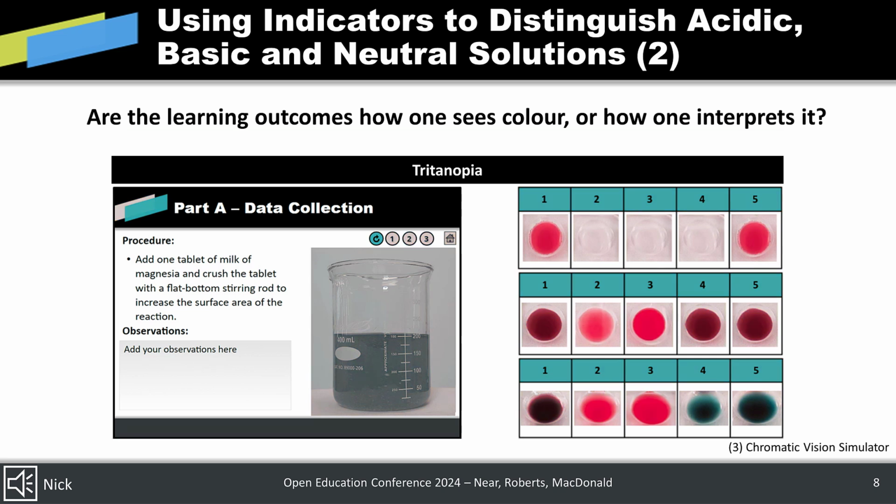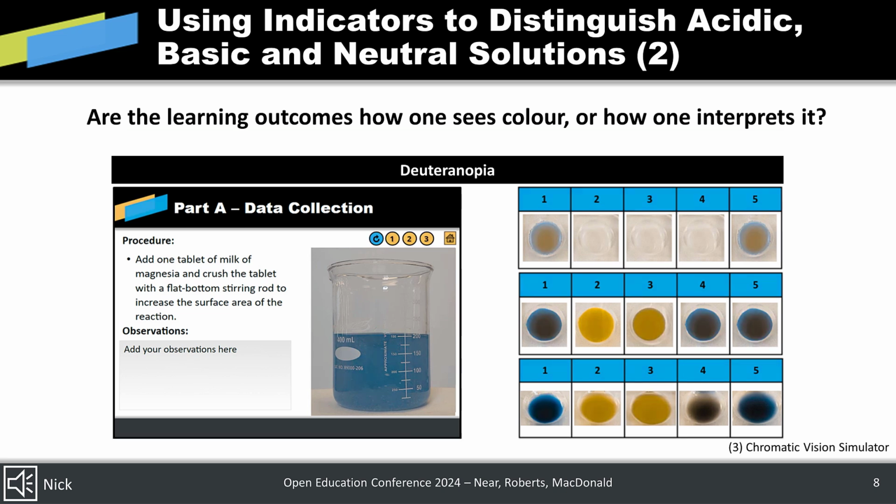And as you can see through the GIF here, the way that students perceive these different indicator solutions, particularly the differences in the universal indicator and the metacresol purple indicator, really make this an extra challenge for students who don't have full color vision.